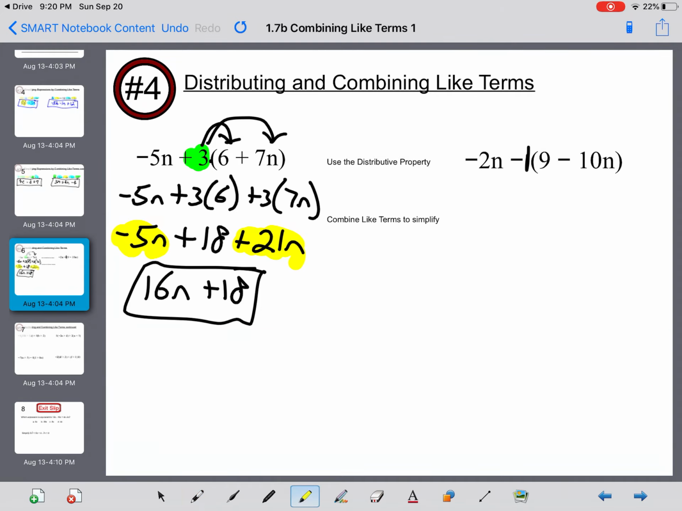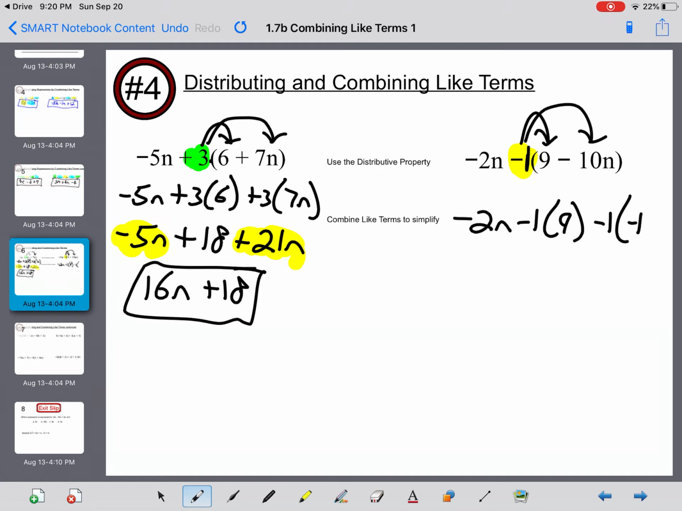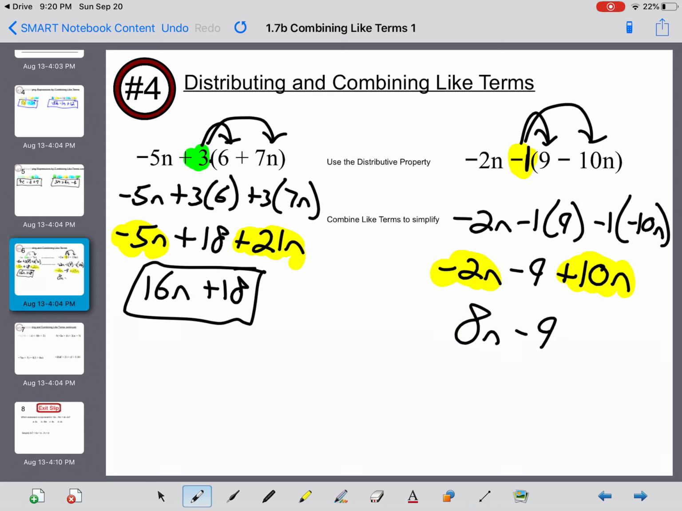On this side, don't forget to squeeze your negative 1 in there. That's the number you're distributing. Negative 2n minus 1 times 9 minus 1 times negative 10n. We get negative 2n minus 9 plus 10n. Negative 2 plus 10 makes 8. 8n minus 9.